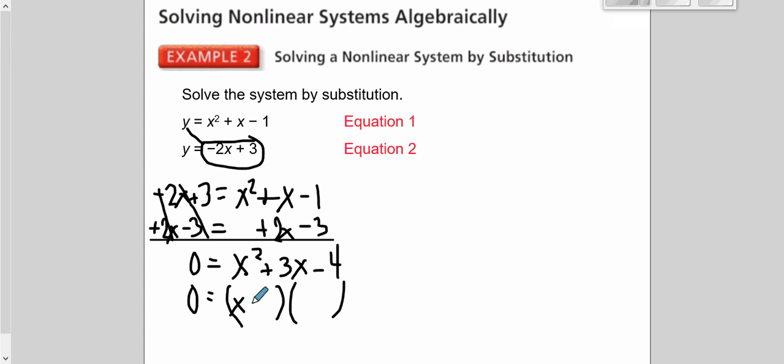That would be x plus 4 times x minus 1. Double check. 4 times negative 1 is negative 4. 4 plus negative 1 is positive 3. Awesome. Okay. Now, write down each one of the factors equal to 0 and solve.